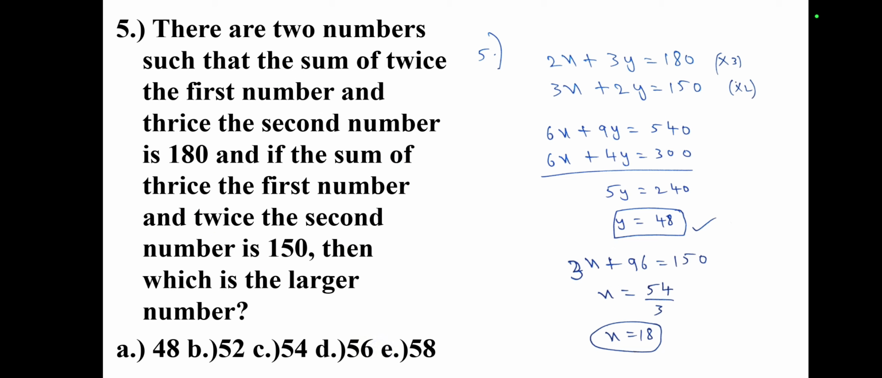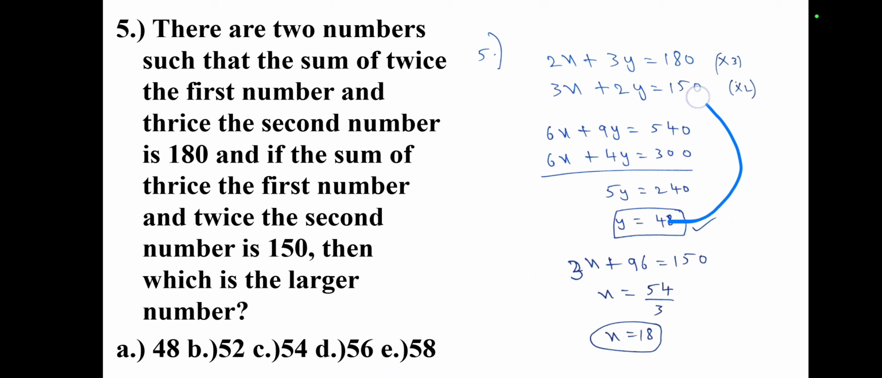So here we should cancel at least one of these variables, either x or y. In order to cancel, we have to multiply the first expression by 3 and the second expression by 2. It becomes 6x plus 9y equal to 540, 6x plus 4y equal to 300. Here after subtraction, 6x gets cancelled, 9y minus 4y equal to 5y, and 540 minus 300 is equal to 240, therefore y equal to 48.